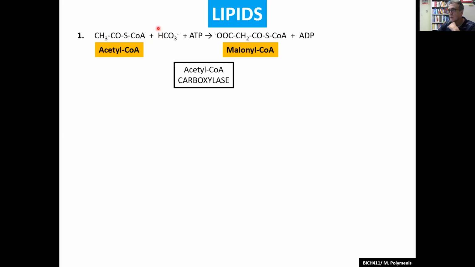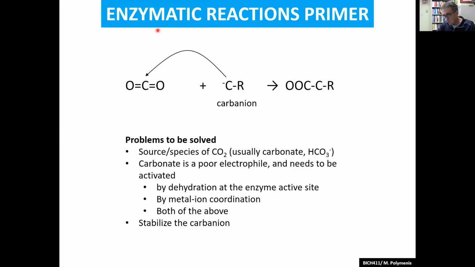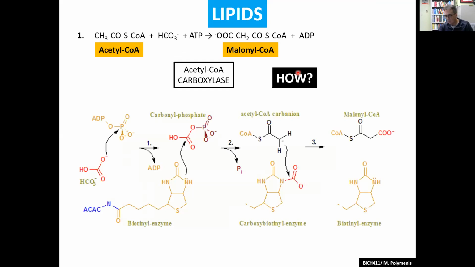There is a carbonate. And as with every carboxylation, the problems that need to be solved here by acetyl-CoA carboxylase is, what's the species, what's the source of CO2? If it's carbonate, it has to be activated because it's a poor electrophile. And we have to stabilize the carbanion that will form at some point, which will attack the CO2 to extend by 1 carbon, to be carboxylated. So we have seen the solutions before, and it's exactly the same solution here.